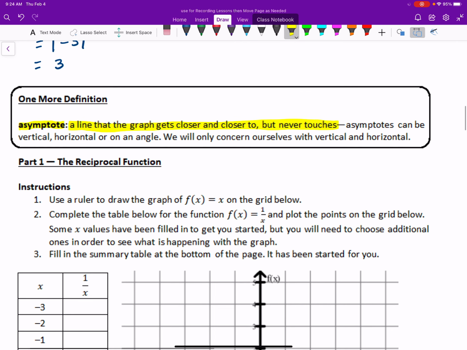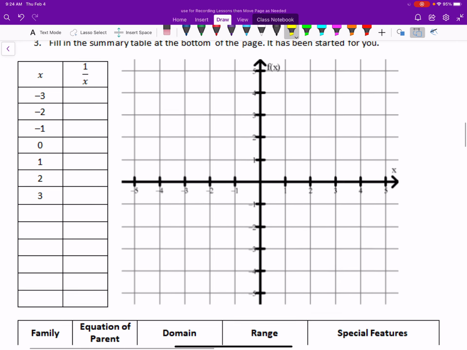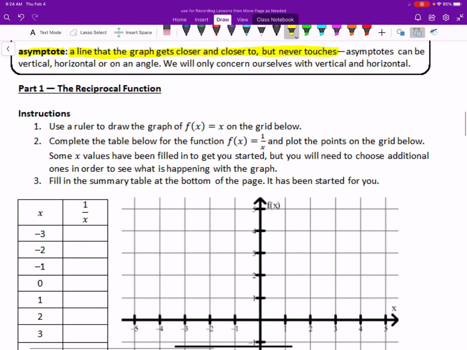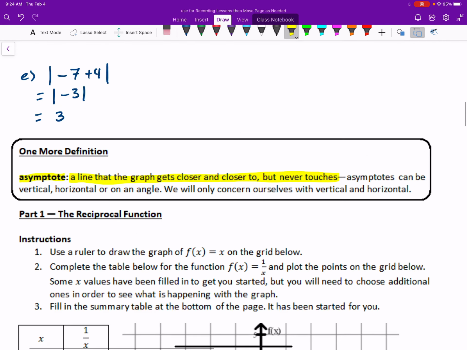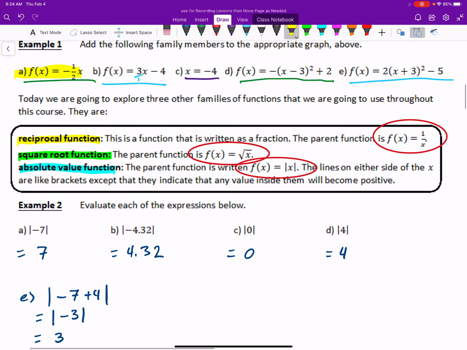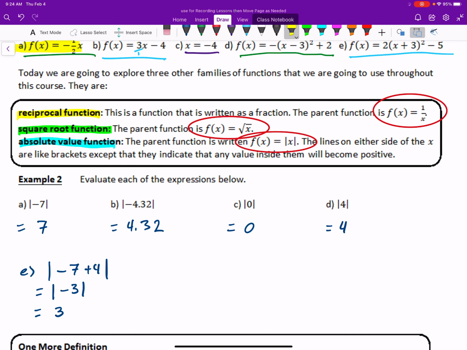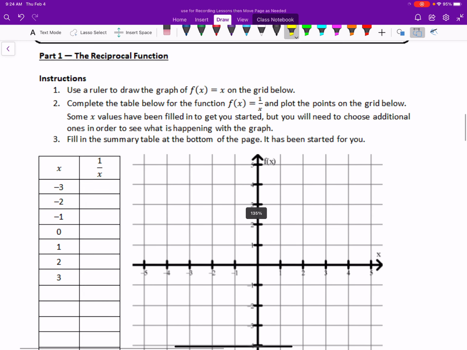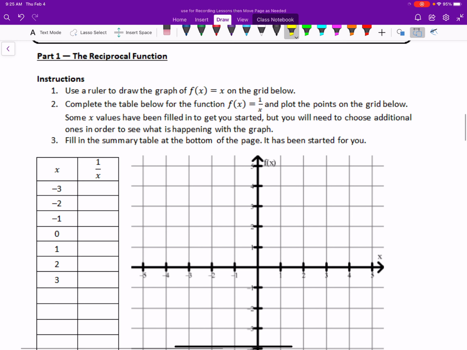So the rest of this printout, this lesson, is meant to be an investigation so that you can compare these 3 different functions I just talked about, reciprocal, square root, and absolute value, and get a feel for what the parent functions of these different functions look like. But just to help you get started, this is how it works. Each part's set up the same way. So the first one's the reciprocal function.